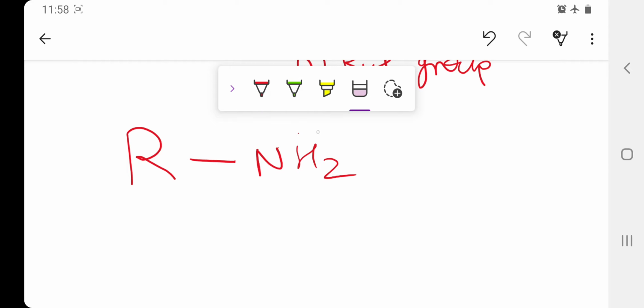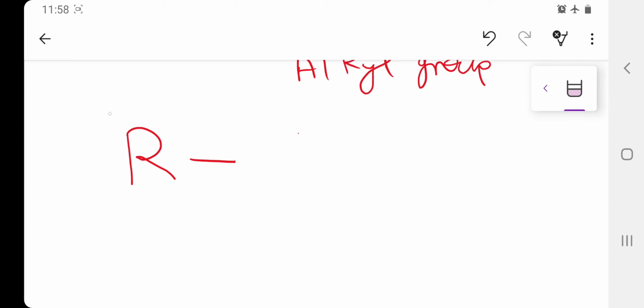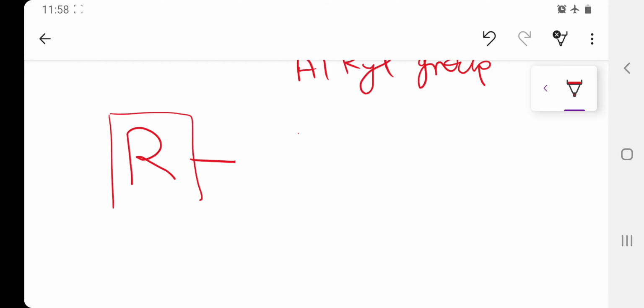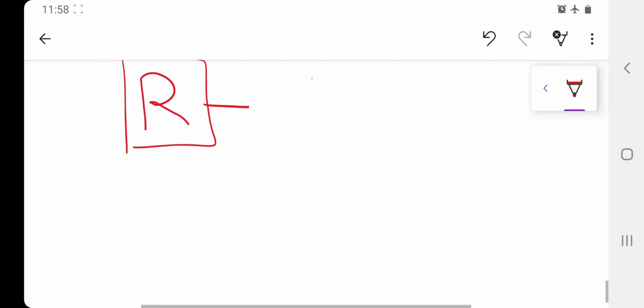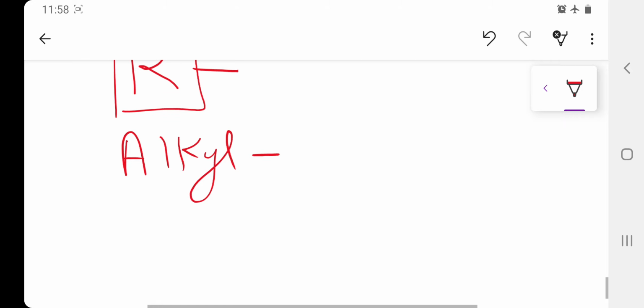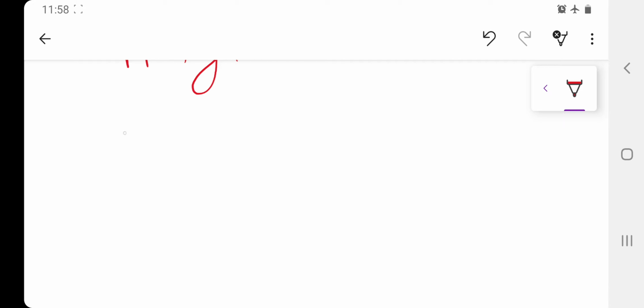In the later part I will cover all this, but now your focus should be on this alkyl group, the R group. R is the symbol for the alkyl group. And the difference between alkyl and alkane is only one hydrogen. So you have to understand or mug up the names of a few alkyl groups.